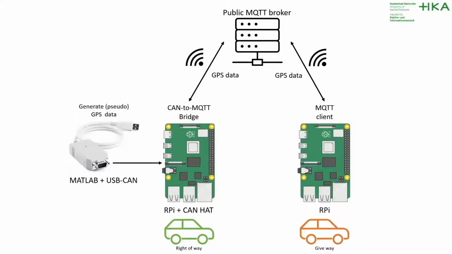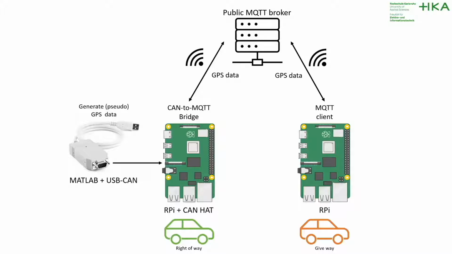A public MQTT broker and a USB beacon interface are used for the reference deployment. With the intersection scenario in mind, the USB beacon interface, together with the Raspberry Pi, simulates the green vehicle that has the right-of-way. The USB beacon interface is used to put the data, generated with MATLAB, on the CAN bus. The Raspberry Pi has a CAN hat and implements the MQTT bridge for the green vehicle.